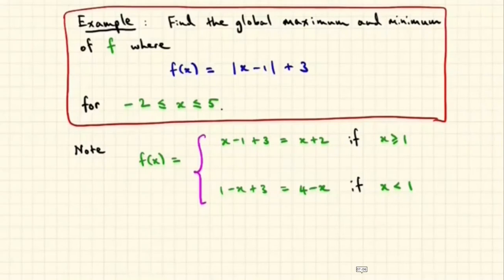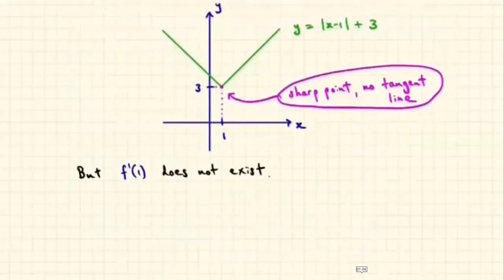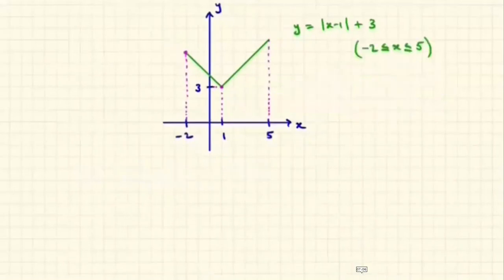These are two linear pieces with derivative 1 for x greater than 1 and minus 1 for x less than 1. Note that the values 1 and minus 1 are both non-zero. In fact, there can be no derivative at x equals 1 because it's a sharp point on the curve. So the tangent line becomes ambiguous and there is no well-defined slope. Here's the graph trimmed to only include inputs x between -2 and 5. We can solve the problem completely by inspecting the graph. But let's see what the closed interval method predicts.